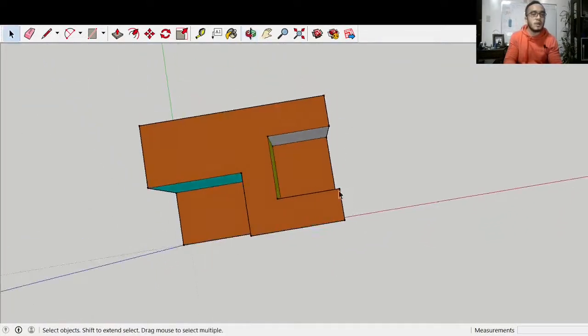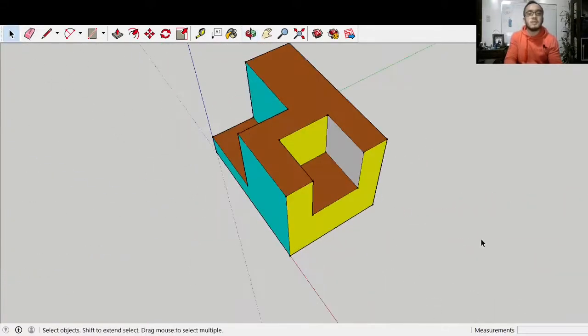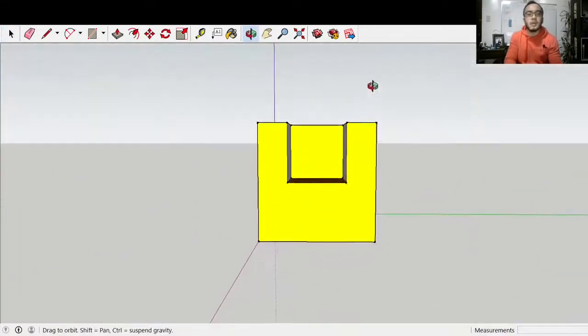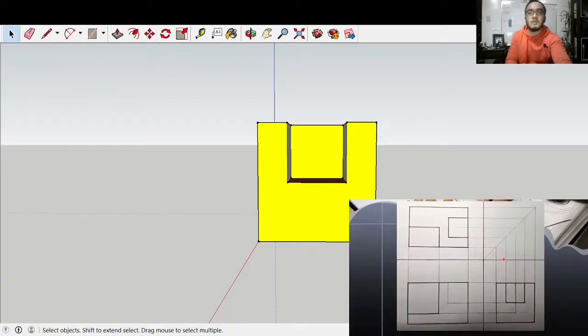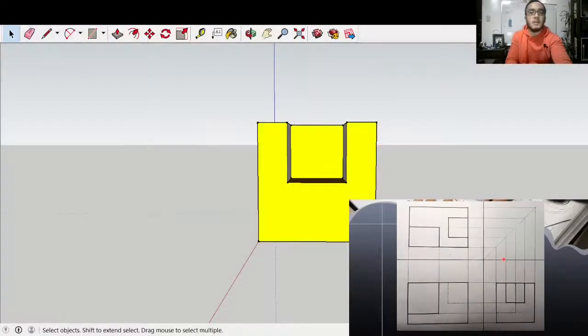Itong brown part lang na to. And if we would be looking at it from the right side, this would be the right side view. Itong yellow lang. So, yun. With those being said, our orthographic projection would be this one. So, eto siya, no? So, explain lang natin kung saan nanggaling yung mga yan.